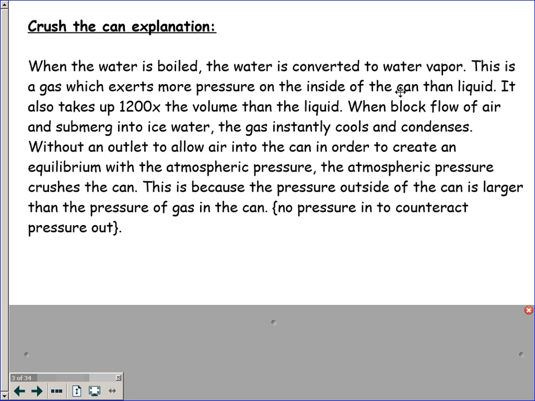Okay, so in terms of the volume, I thought it was really cool. The volume it takes up when it's a gas versus a liquid is actually 12,000 times the volume, which is really kind of cool. And that's why it's starting to come out of the top of the can. And when you submerge it, the gas instantly cools. So a lot of you guys, thank you, Jillian, got that part right there. But as the atmospheric pressure on the outside is trying to equilibrate with what's on the inside, we couldn't, because there was no transfer. The hole was covered. We couldn't actually touch the pressure on the outside. So the pressure on the outside crushed the can.